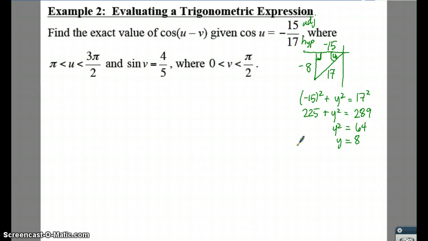Now if we need to find our sine of u or cosine of u, we already know our cosine of u for our u triangle is negative 15 over 17. Our sine would be negative 8 over 17. So that's what we do with our u part.